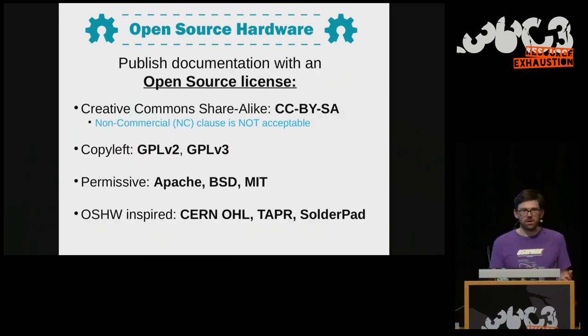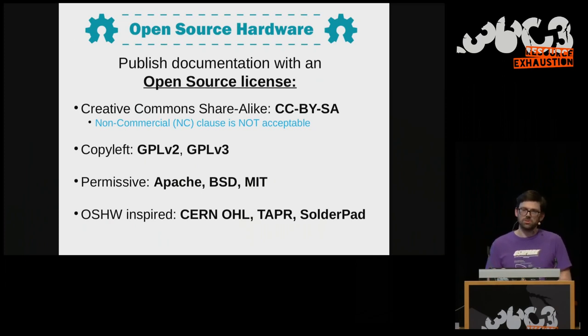Now, when we're releasing our design files for a hardware project, we need to choose a license. And there's a lot of different options when it comes to licenses. One is the Creative Commons suite of licenses. One common one you might see people use is CC BY, which means attribution, and then share alike, SA. One thing to note is if you add the non-commercial attribute, then that makes it not open source.